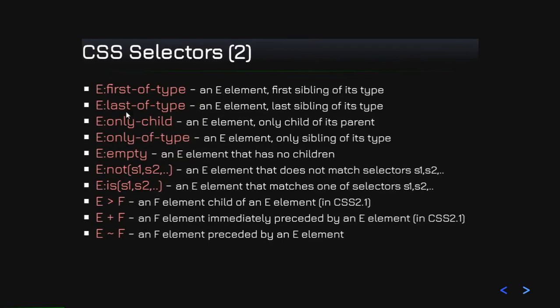CSS selectors and some other CSS selectors. You can select this one, the first sibling of its type. The selected element should be of type E. Then you can select here the last sibling of its type. You can select an element that's the only child of its parent. You can select an element that's the only sibling of its type.